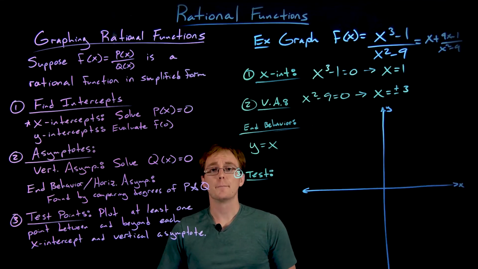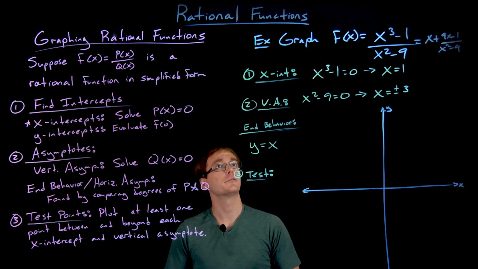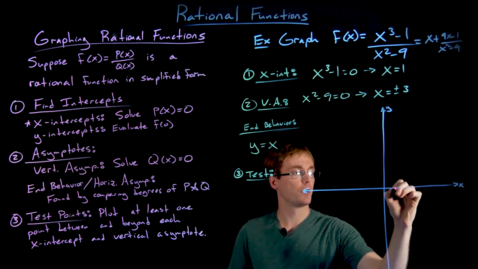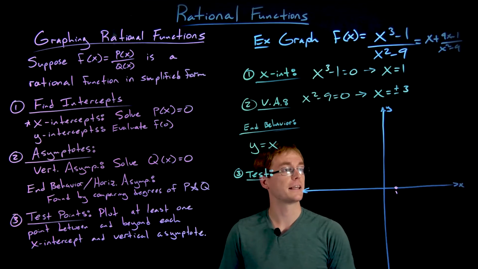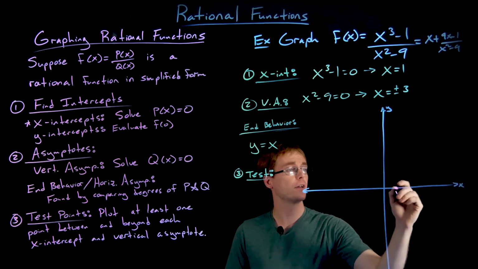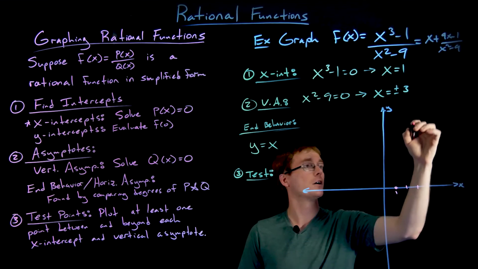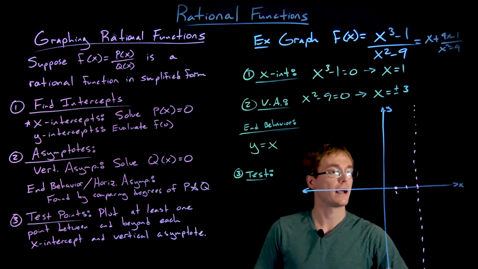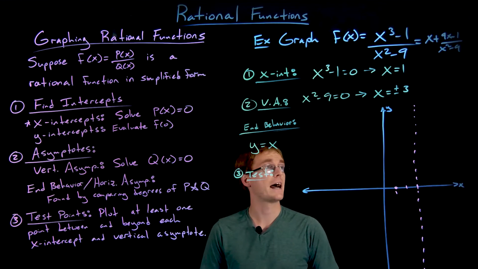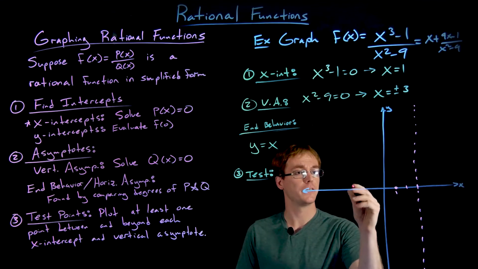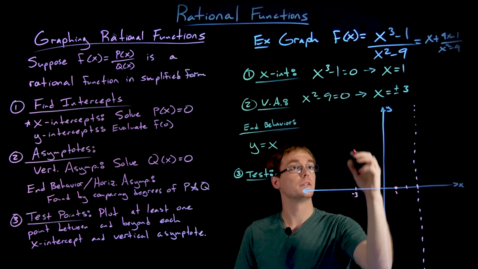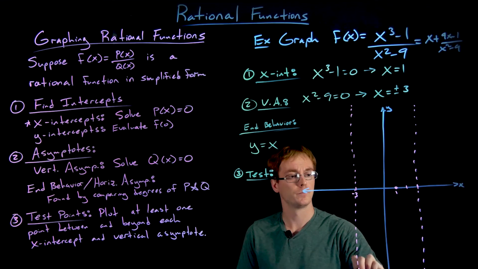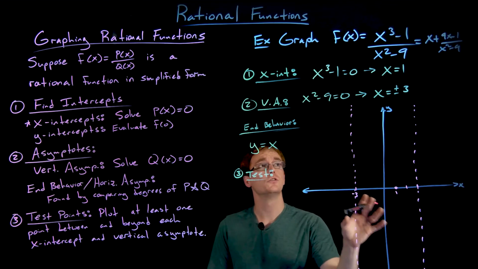All right, so before we pick out some test points, let's go ahead and plot the information that we already have found. First, we have our x-intercept at x equals positive 1. Let's go ahead and say that that is right about there. Then we have these vertical asymptotes at x equals positive 3 and negative 3. Remember, we indicate our asymptotes with these dotted or hashed lines. So we also have to have one over here at negative 3. That looks to be right about where negative 3 should be. So here we have our two vertical asymptotes.